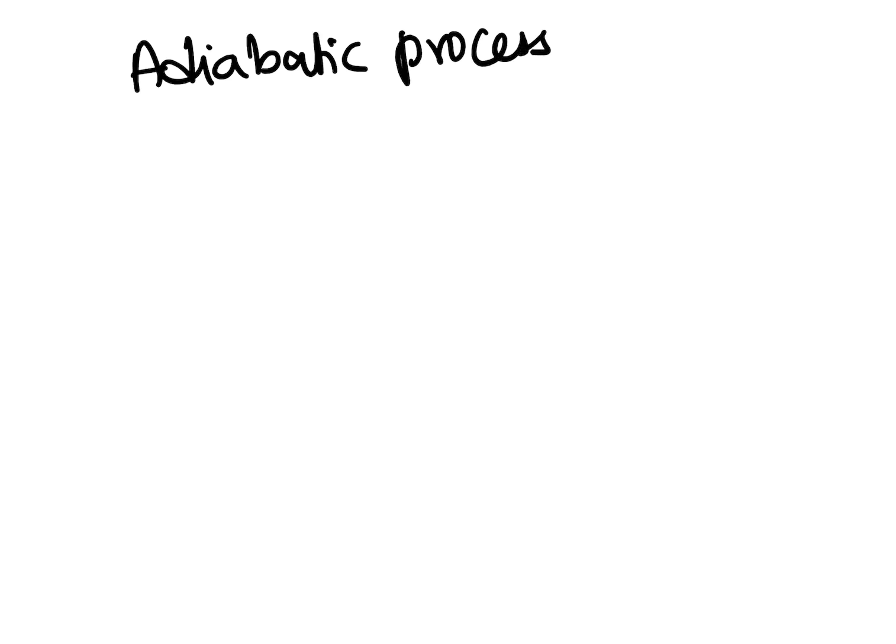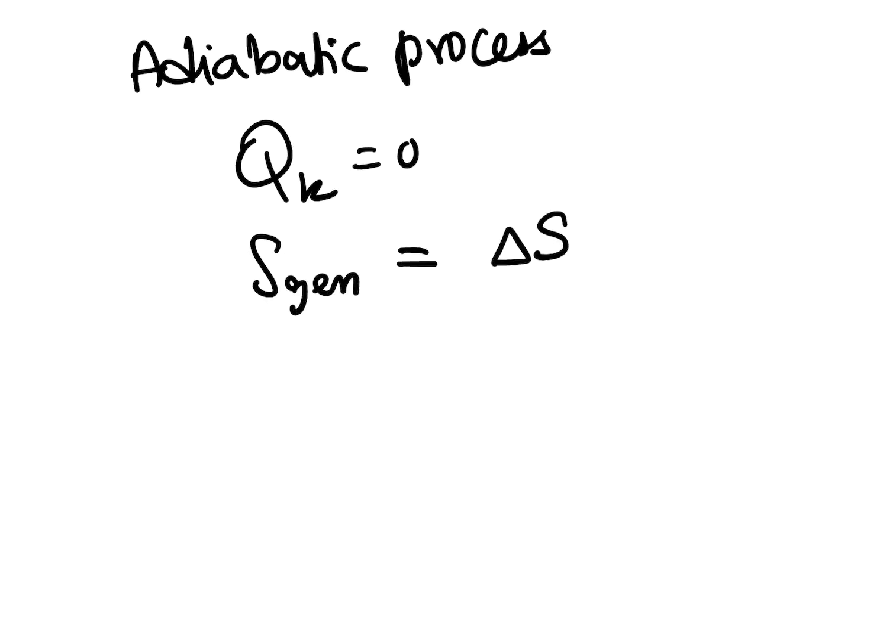So, some special cases. If you have an adiabatic process, Q is 0, which implies Sgen, the entropy generation, equals the change in entropy of that adiabatic system. You could still have entropy generation in an adiabatic process. There could be mixing or friction. It is only adiabatic and not isentropic.